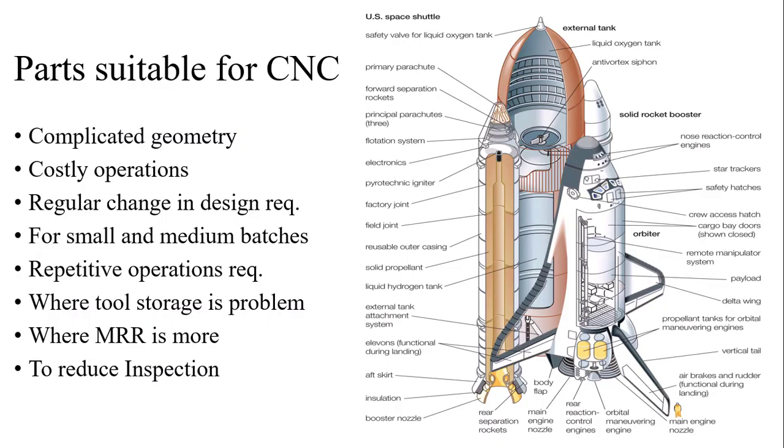The first one I wanted to discuss is for what parts CNC is suitable. You don't use CNC for smaller, easier, or less costly operations, but you install CNC when you have complicated geometry. All the aerospace shuttles, tanks, or planes have complicated geometry, so CNC machines are used to produce them. Secondly, costly operations. No doubt all the aerospace equipment is costly, so that's why we produce through CNC machines.